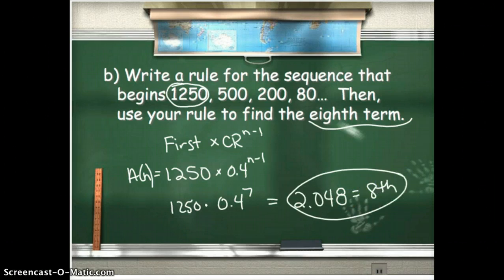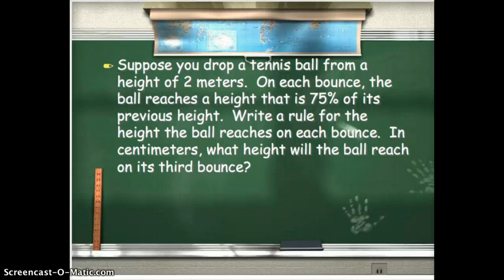All right, if I look at one word problem, see how you can do here. Suppose you drop a tennis ball from a height of 2 meters. So here we go. It starts at 2 meters. On each bounce, the ball reaches a height that is 75% of its previous height. So here we go, 75% of what it was. I want you to write a rule for the height the ball reaches on each bounce. In centimeters, what height will the ball reach on its third bounce?